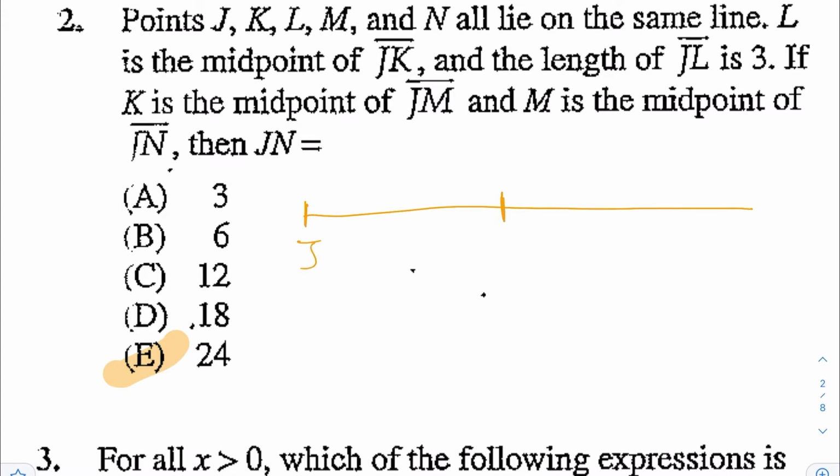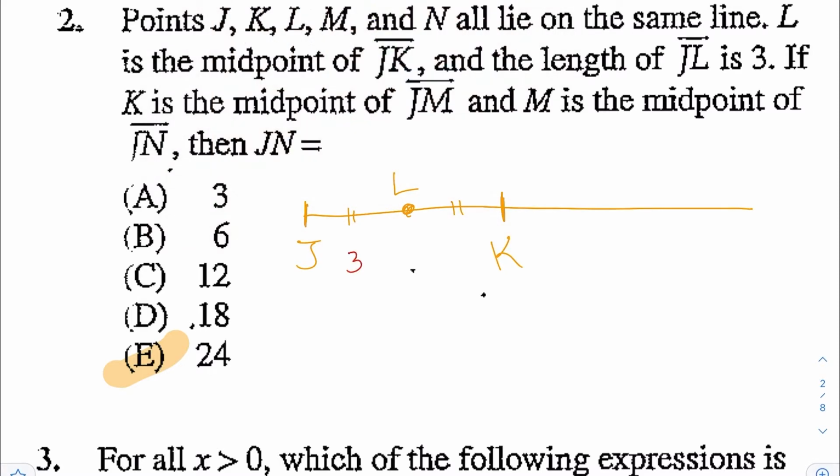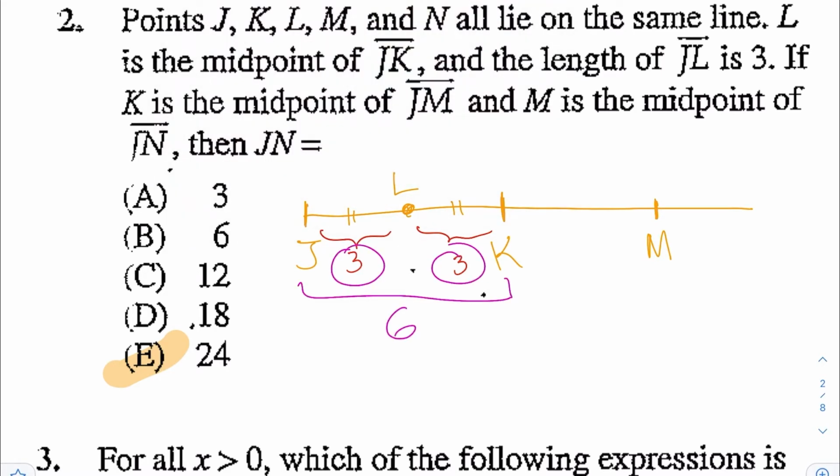So I don't really know where J and K are, but I know that L is right in the middle. That's what a midpoint means. It cuts JK into 2 equal pieces. And now JL is equal to 3. So that means that L to K also has to be equal to 3. All right, now for the next part, K is the midpoint of JM. So you have another point M, which is over here. And now JK is equal to 6, because 3 plus 3 is 6. So that means that KM also has to be equal to 6.